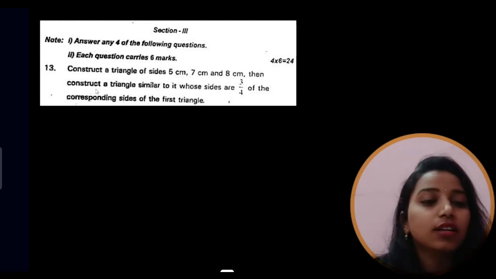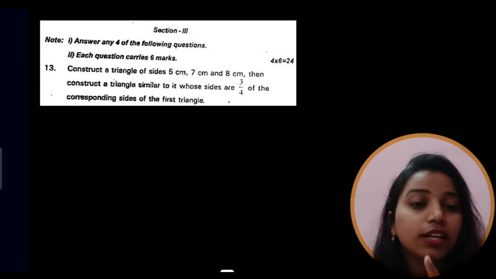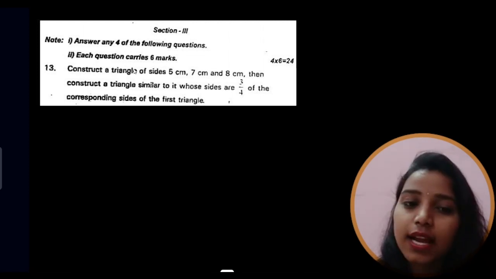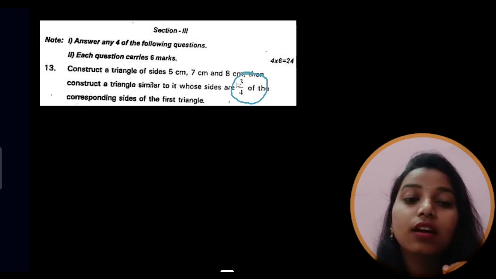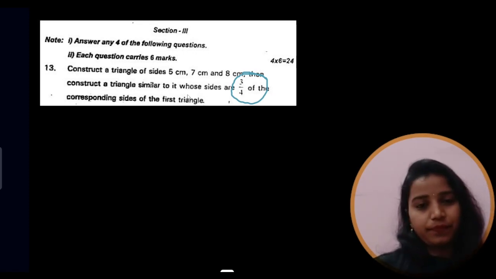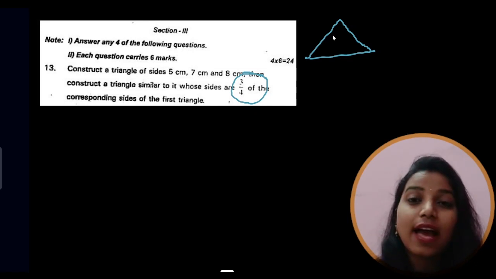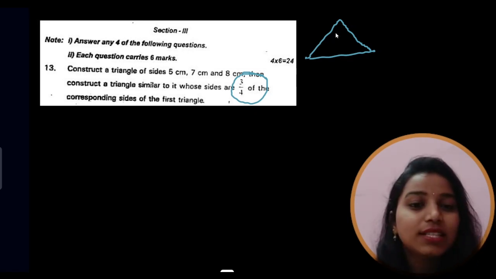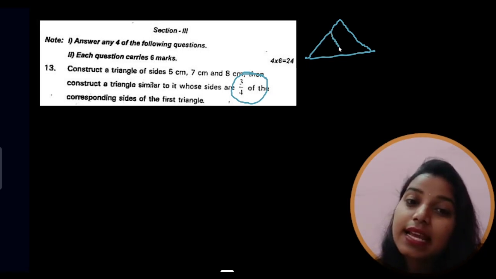What is it? Construct a triangle of sides 5 centimeter, 7 centimeter, and 8 centimeter. Then construct a triangle similar to it whose sides are, carefully observe this, whose sides are 3 by 4th of the corresponding sides of the first triangle. Here, have you observed one thing? First of all, we have drawn a triangle like this. Now we have to construct the similar triangle which is 3 by 4th. So 3 by 4th, it is less than 1. That means we'll get a similar triangle inside this triangle. Got it? Inside this triangle.